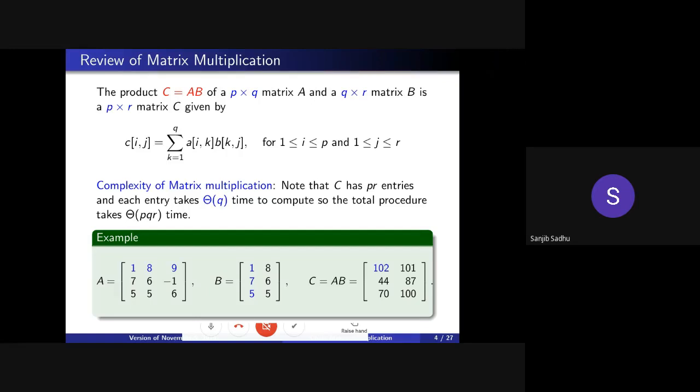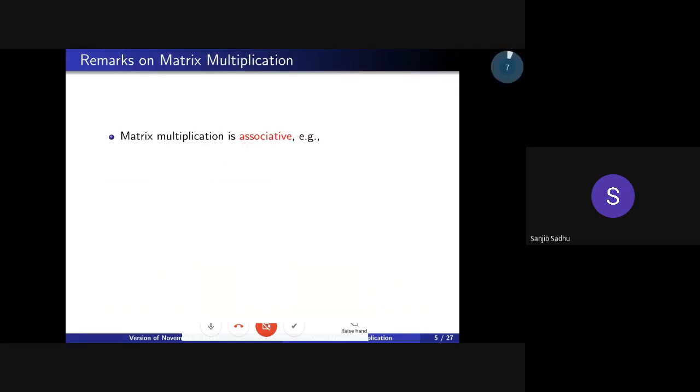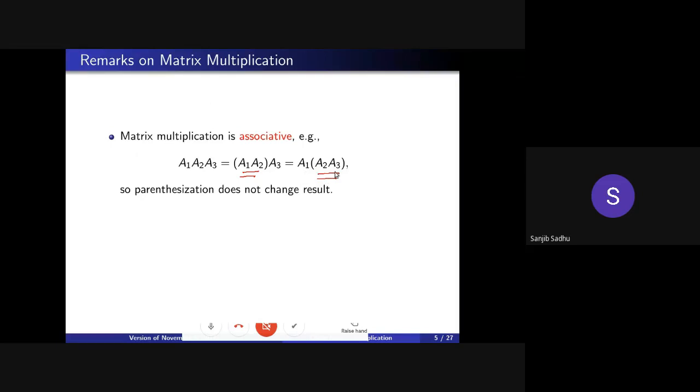You know the basic mathematics. Now matrix multiplication is associative. That means whether you first multiply A1 and A2, then A3, or first multiply A2 and A3, then multiply with A1, the result remains the same, irrespective of the order. The parenthesization does not change the result. The final value of the multiplication will be the same, but it is not commutative. That you know: A1 into A2 is not equal to A2 into A1.